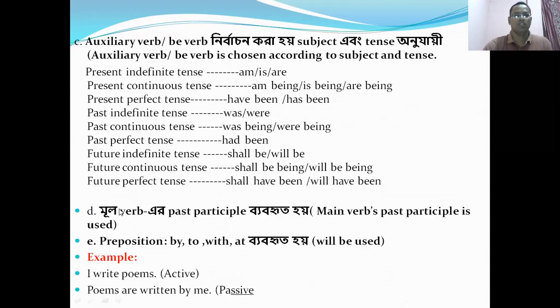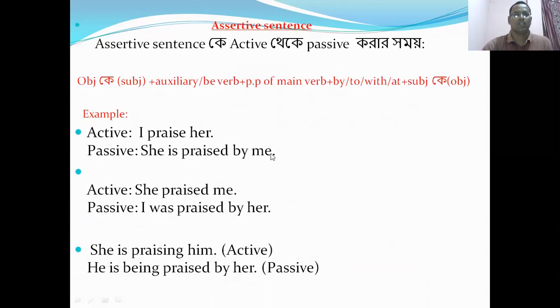Next, we will change the main verb into past participle form. Then we have to use a preposition: by, to, with, at. Let's see an example. I write poems. Poems are written by me. Let's see how we can change the voice of an assertive sentence from active to passive. If we get an assertive sentence in active voice and we change it to passive, we have to follow this structure.